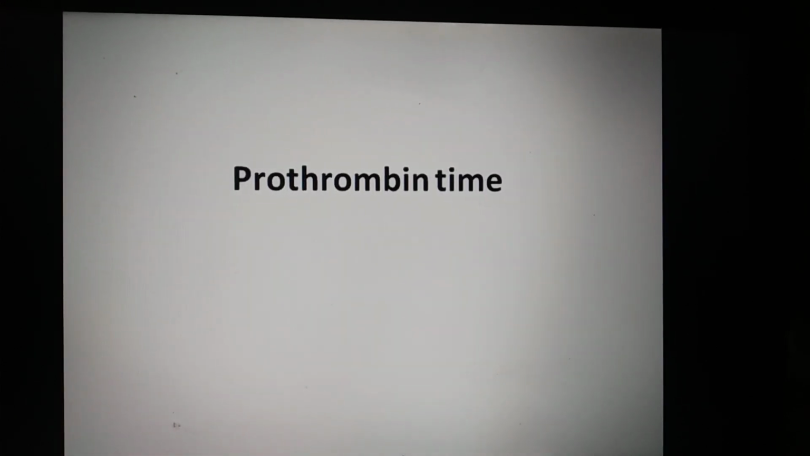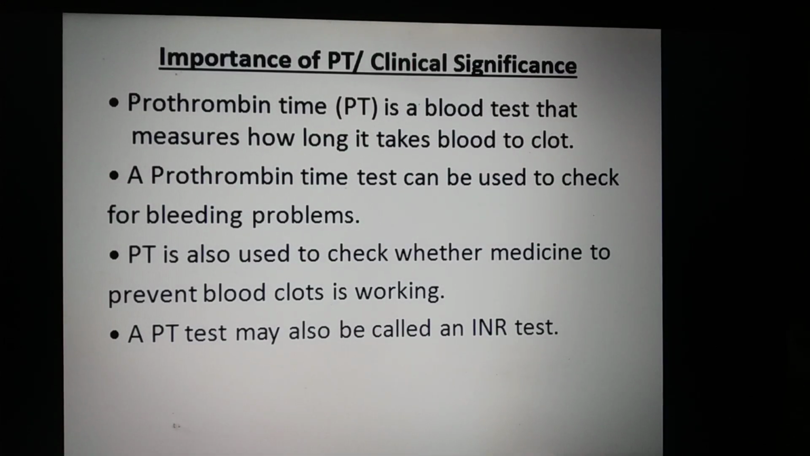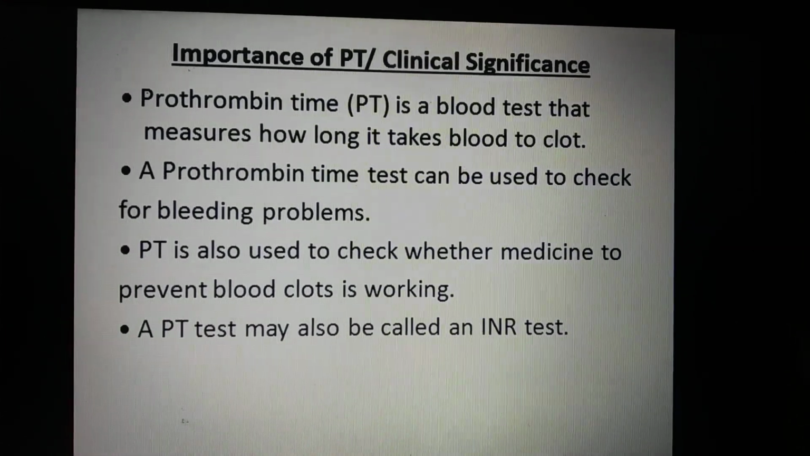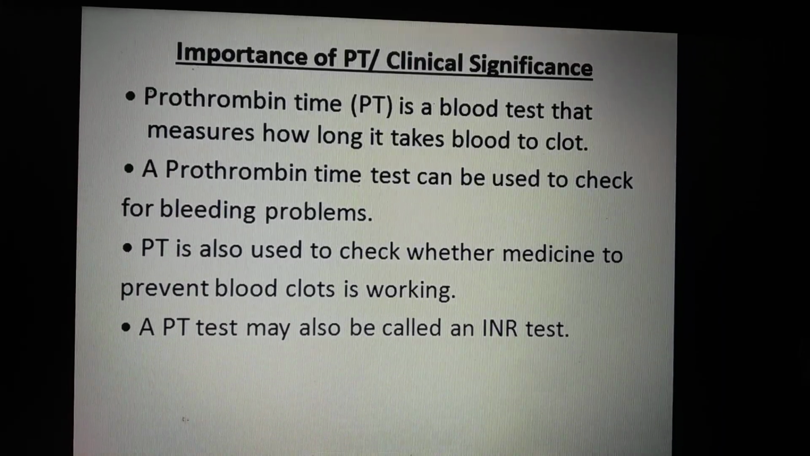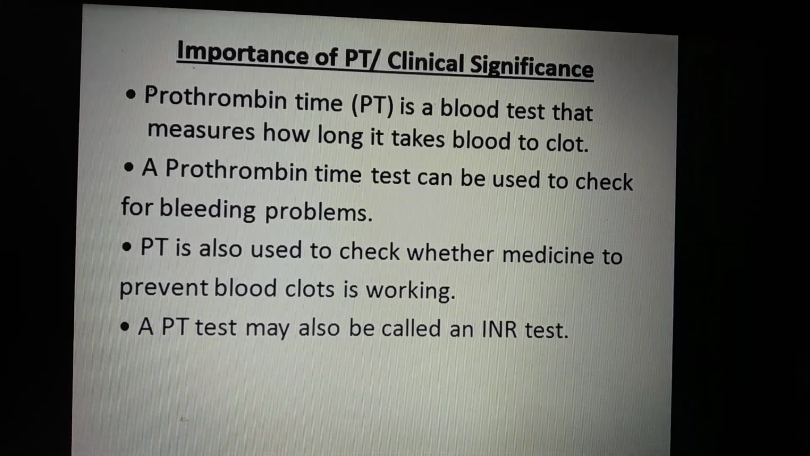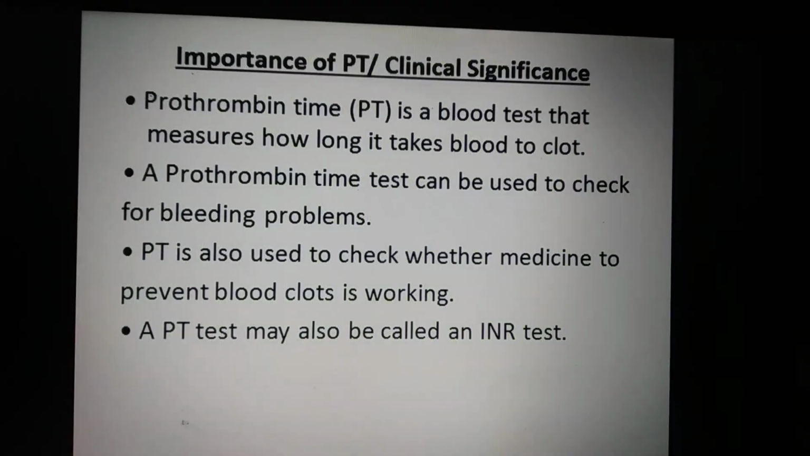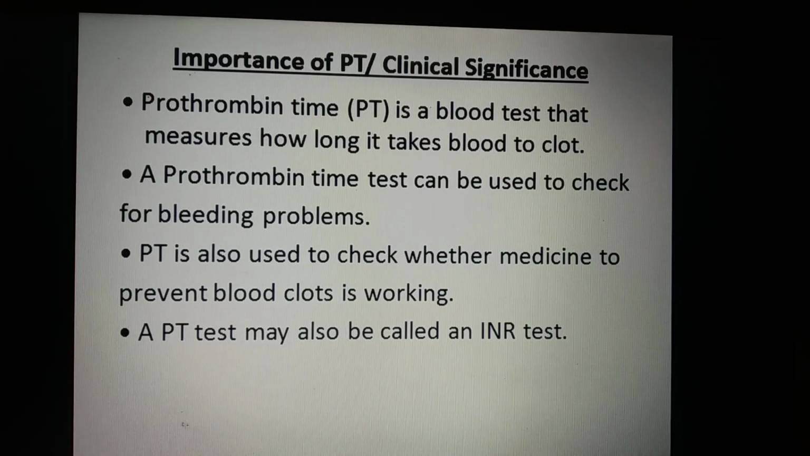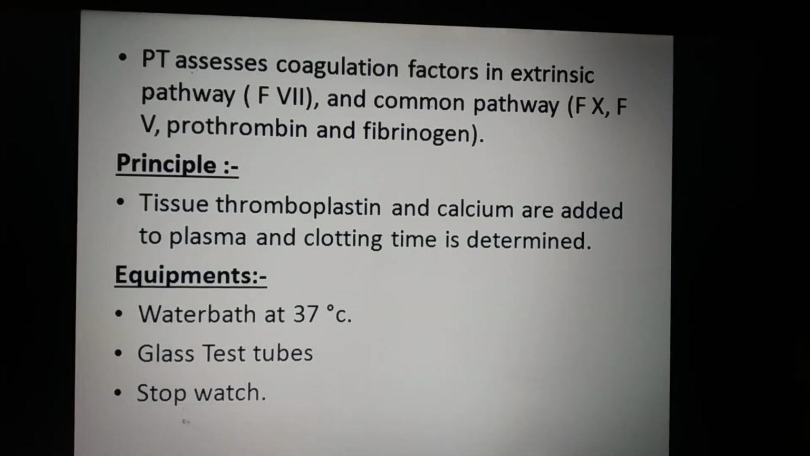Now coming to prothrombin time. Prothrombin time is a blood test that measures how long it takes blood to clot. A prothrombin time test can be used to check for bleeding problems. Prothrombin time is also used to check whether medicine to prevent blood clots is working or not. It is also called the INR test.